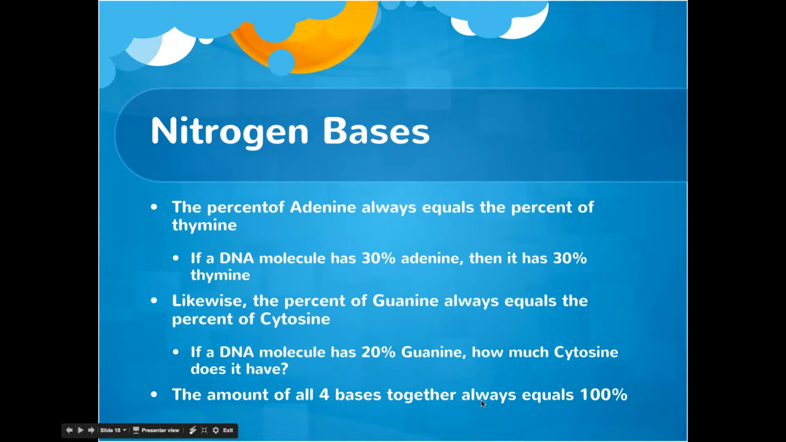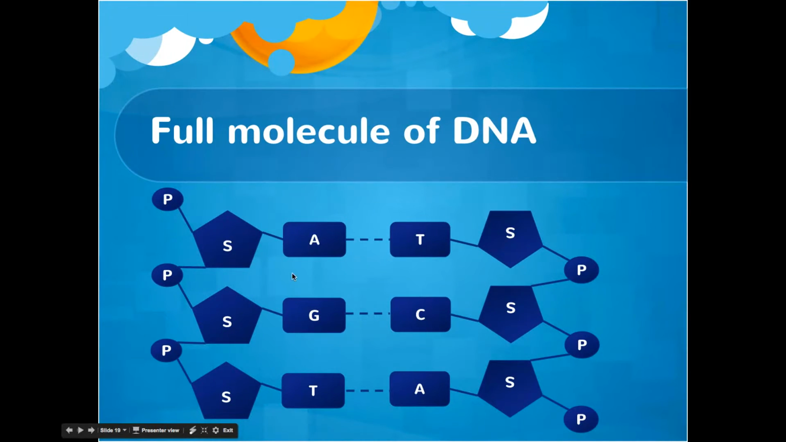And know that the four bases together always add up to 100. So for example, if you add up 30% and 30% and 20% and 20%, you get 100%. So as long as you know one of these numbers, you actually know all four. And so again, you can see it here: phosphate, sugar, with the bases sticking off to the side. A pairs with T, G pairs with C, T pairs with A, and so on.